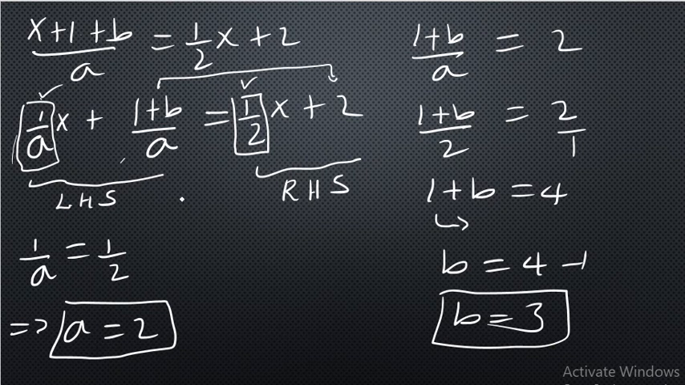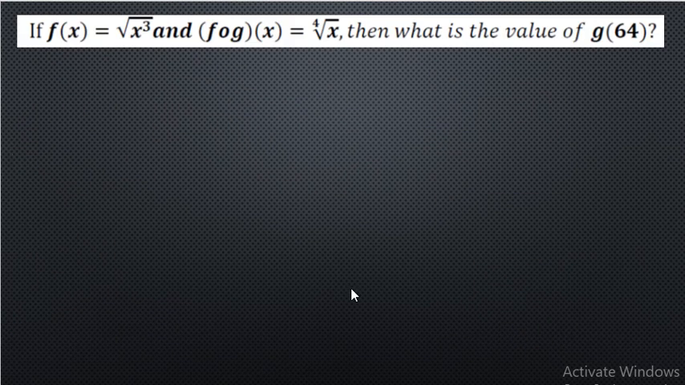The next step, the constant term on the left side, that is 1 plus b over a, must be equal to the constant term on the right side, that is 2. We equalize them and then we solve, and we have got the value of b. Very good. Let's go to the next question.